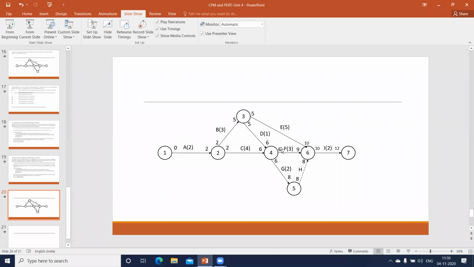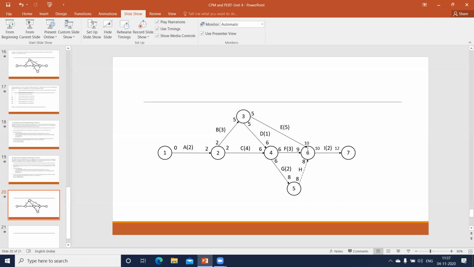So this is the ES of 4, 6, which will be equal to 6. 6 plus 3 gives me 9. 6 plus 2 gives me 8 here. Whereas 5 plus 5 is giving you 10 here. Now in this case, here I have 10 and here I have 9. Here we have a dummy activity H. This is going to start at 8, and this is 0, so this remains 8 here.